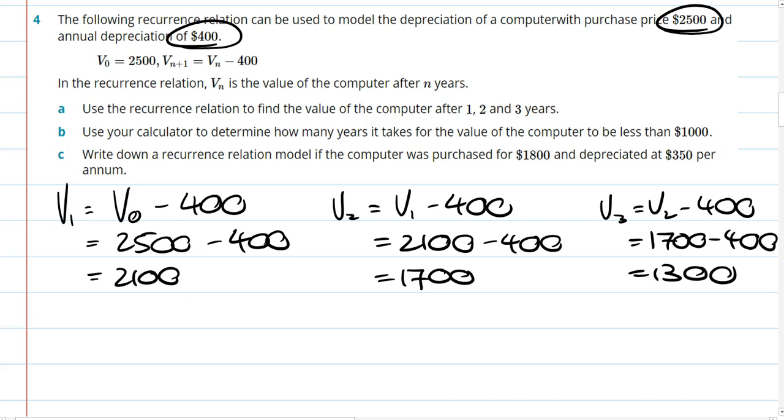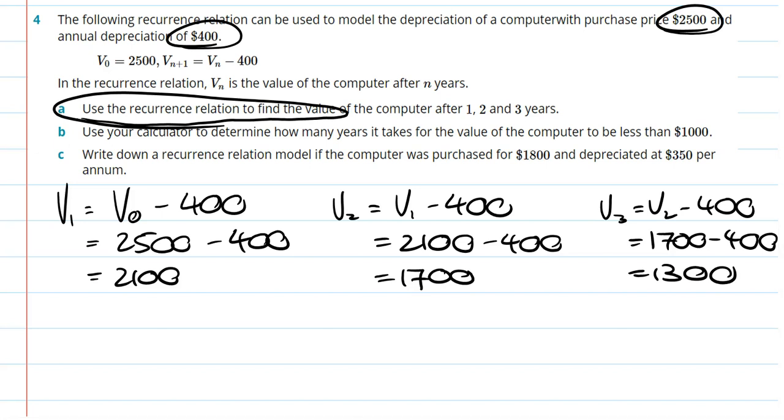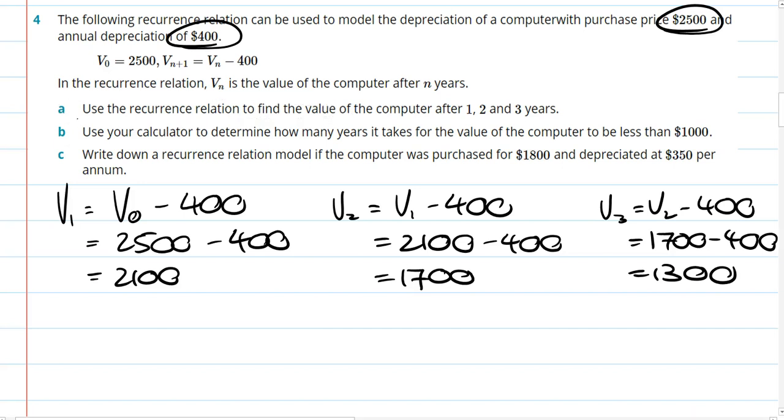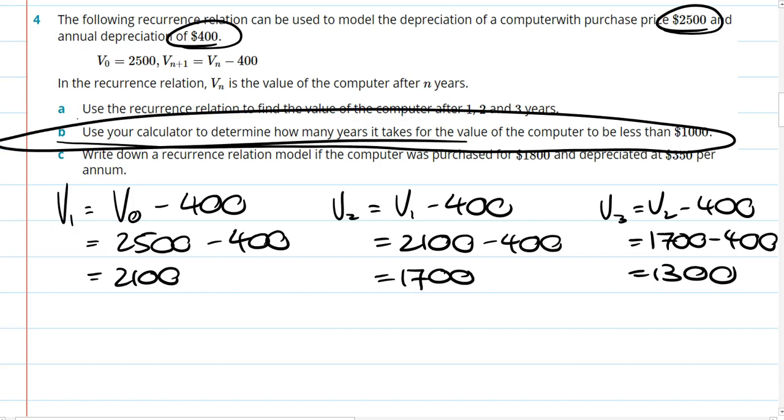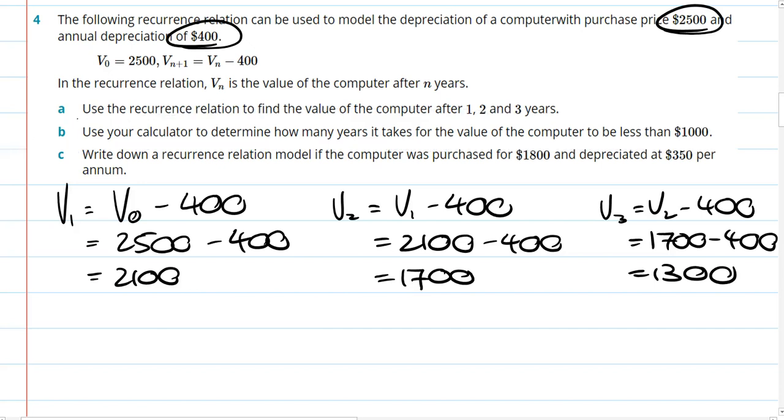You have to be really clear about what you're being asked to do. If you're asked to use the recurrence relation to find the value, you will need to show some kind of evidence that you're using it as opposed to just doing it in your head or using a different method, possibly with a calculator. They expect to see that you do it on the page. Use your calculator to determine how many years it takes for the value of the computer to be less than $1,000. So we're going to put this into our calculator.